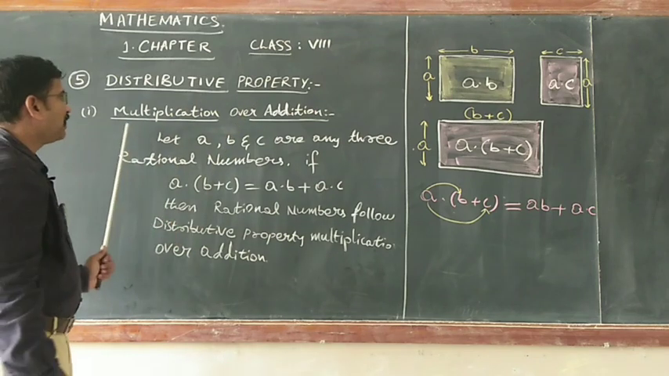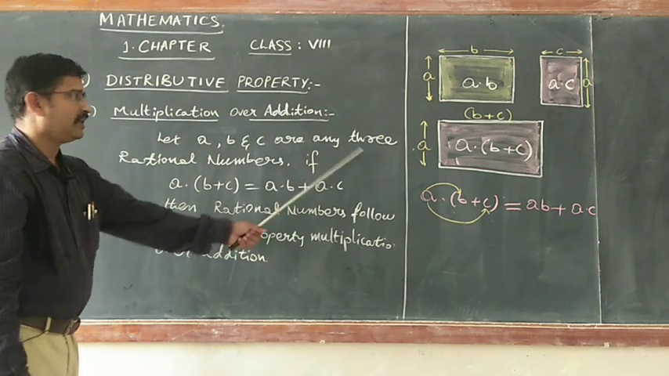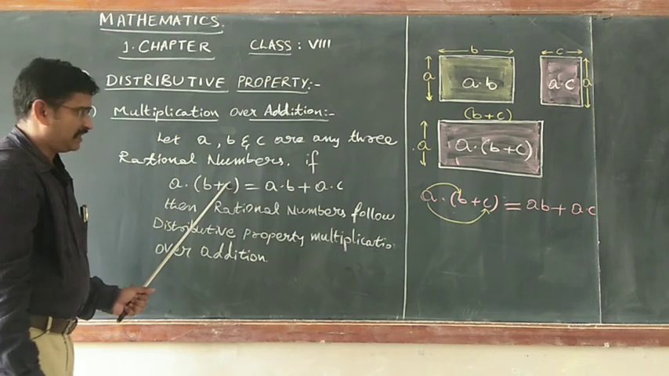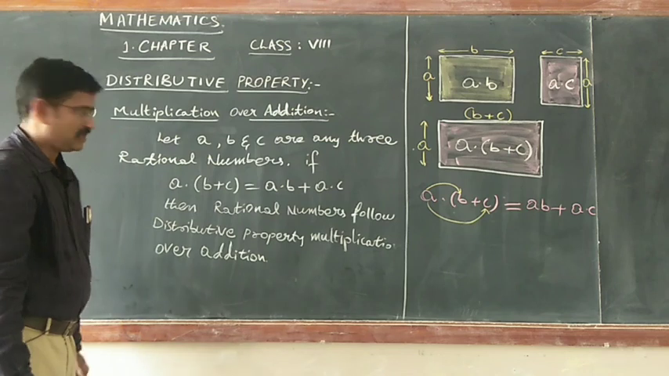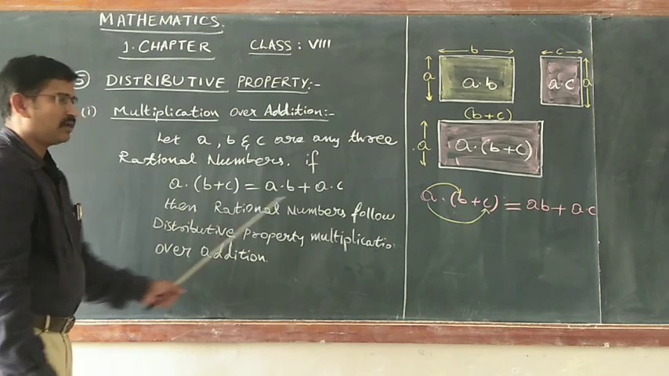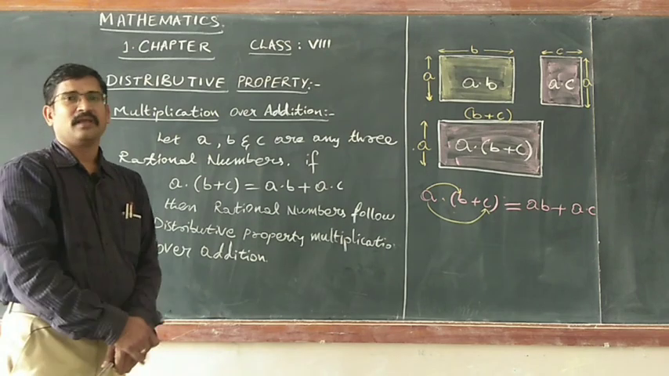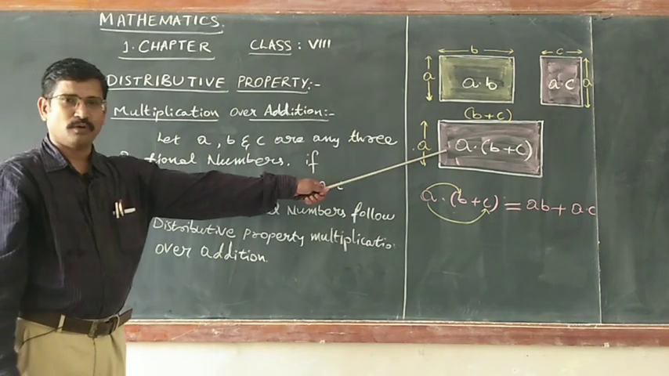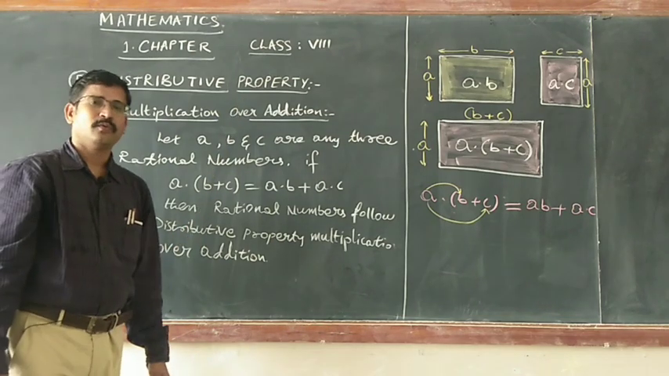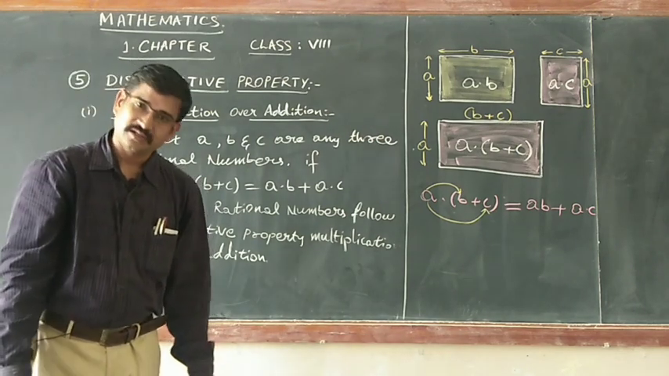Distributive property, multiplication over addition: let A, B, C be any three rational numbers. If A multiplied over B plus C is A into B plus A into C, then since these three numbers belong to rational numbers, they follow the distributive property, multiplication over addition. So, we have seen the geometric meaning and how we explain it mathematically. We will give one example for the same and verify whether this distributive property is true or not.